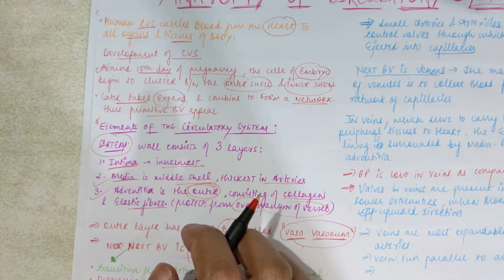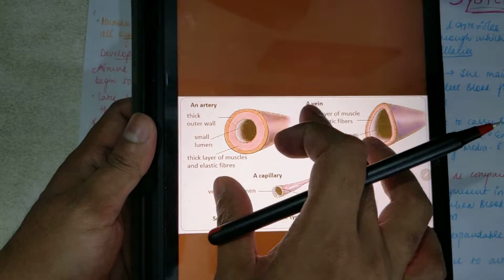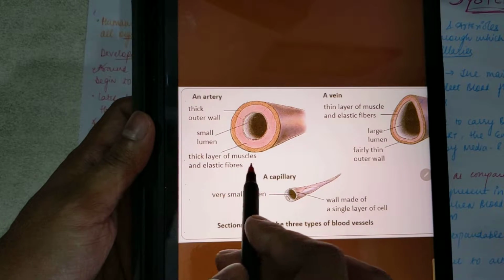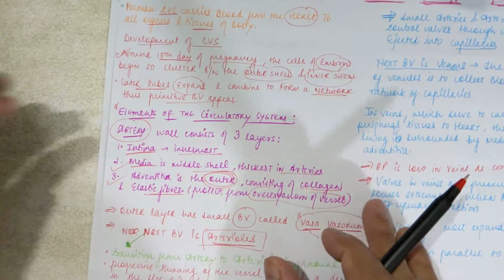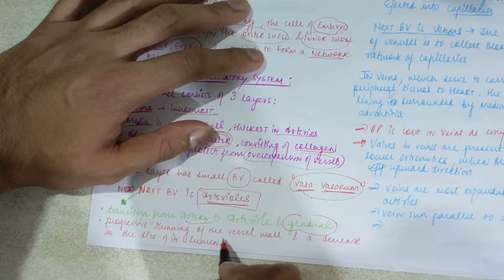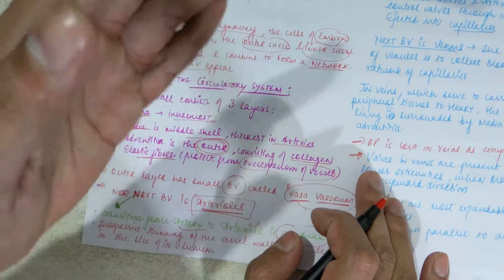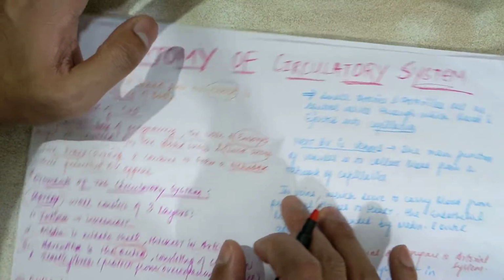You can see the arteries in this diagram. They have thick walls and small lumens, and are made up of muscles and elastic layers. Veins we will discuss in the theoretical part. The transition from artery to arteriole is gradual, with progressive thinning of the vessel wall and a decrease in the size of its lumen.